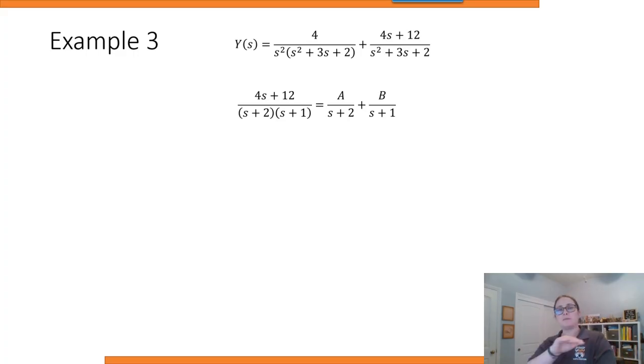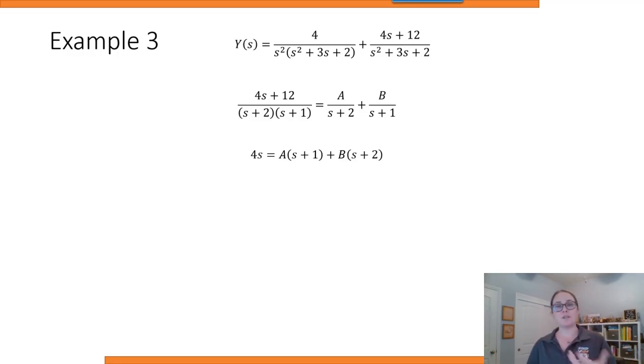Okay, so to do that, I'm going to multiply by the common denominator across all three fractions, and that's (s plus 2) times (s plus 1). So all my fractions get wiped out, and I just get 4s equals A times (s plus 1) plus B times (s plus 2). Okay, so this is where the cheat comes in. Normally you would collect those like terms and solve a system of equations to find A and B.